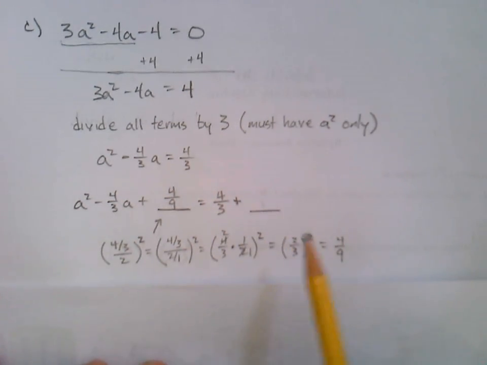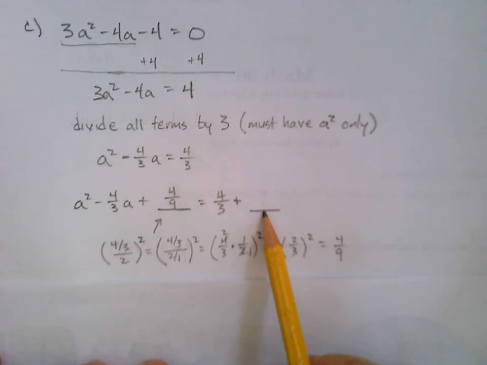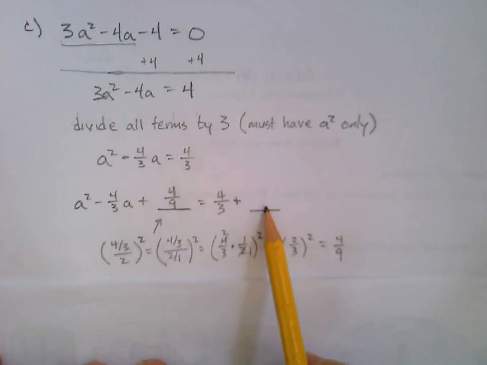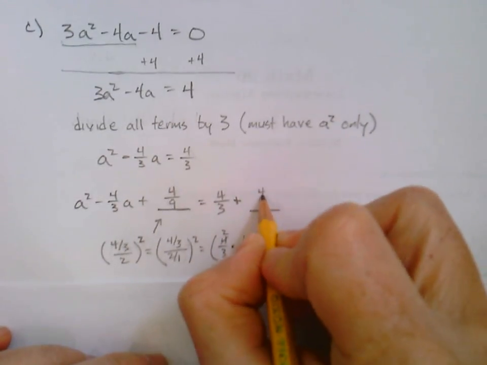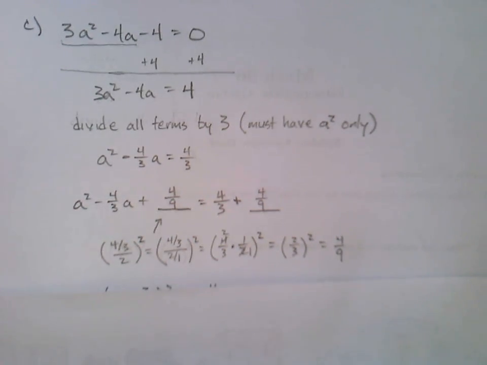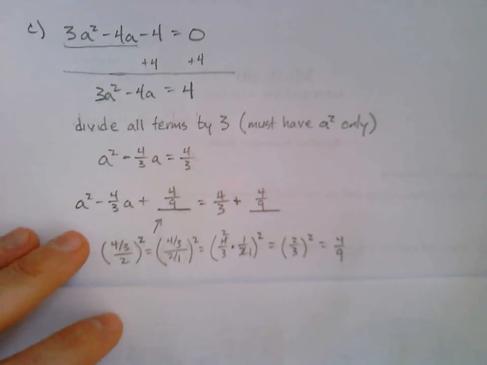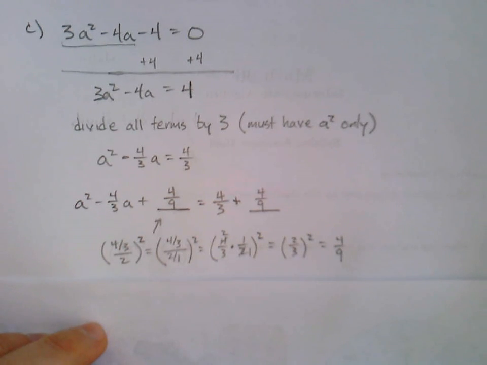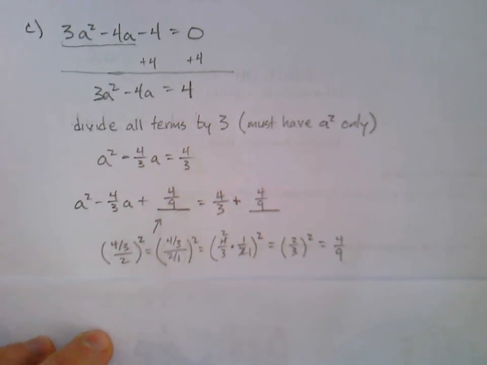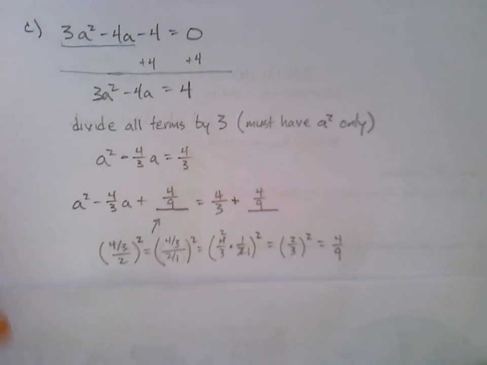Okay, then there's the second blank. Well, if I add 4 over 9 to the left, then I have to do the same thing on the right. I just copy that number, whatever it is, to balance the equation, we say. Okay, the hardest step of the problem right there. What comes next?